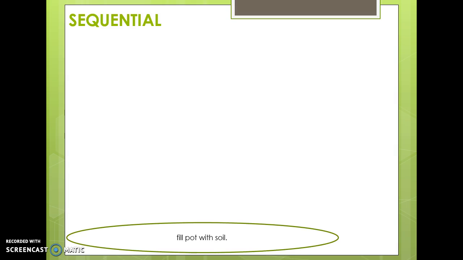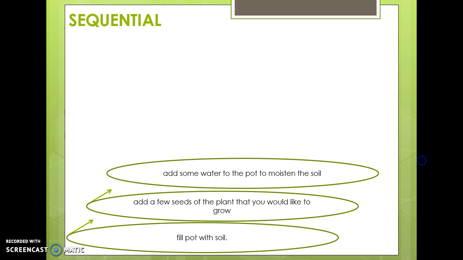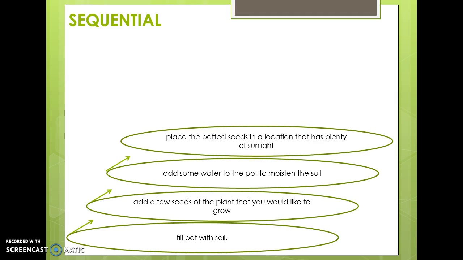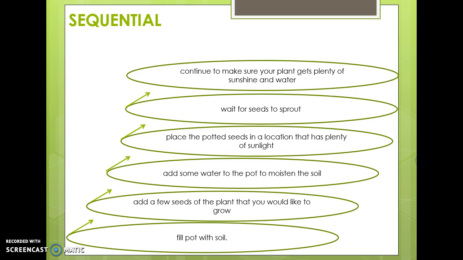This is sequential order. You fill your pot with soil. You add a few seeds. Add some water to moisten the soil. Place the potted seeds in a location that has plenty of sun. Just wait. And continue to make sure your plant gets plenty of sunshine and water.